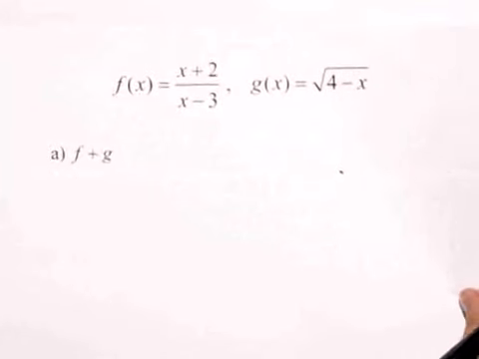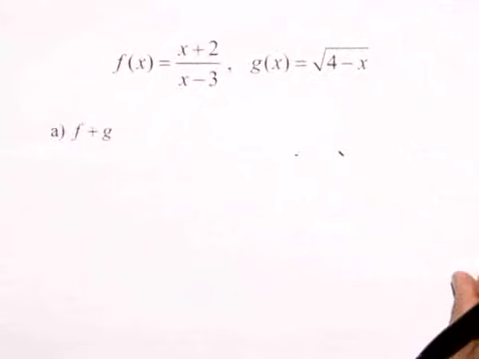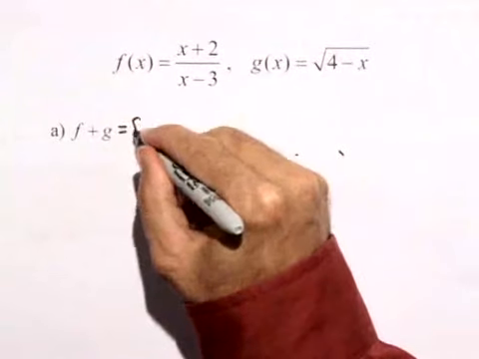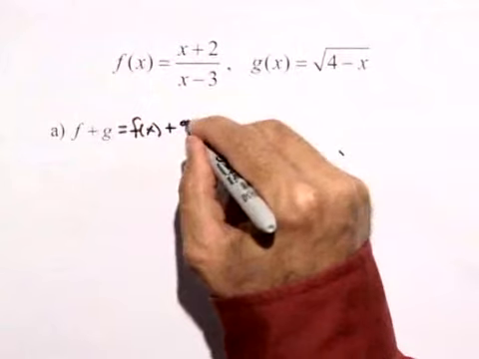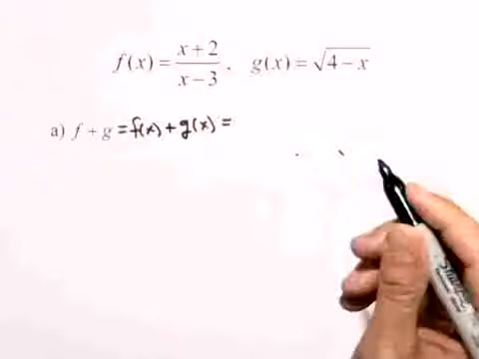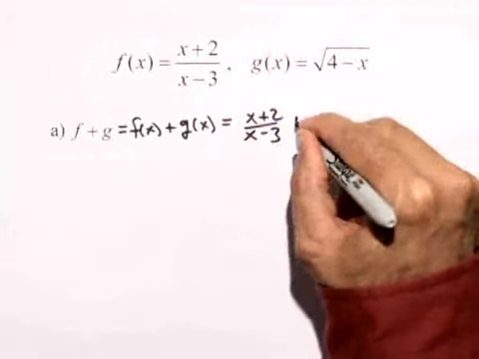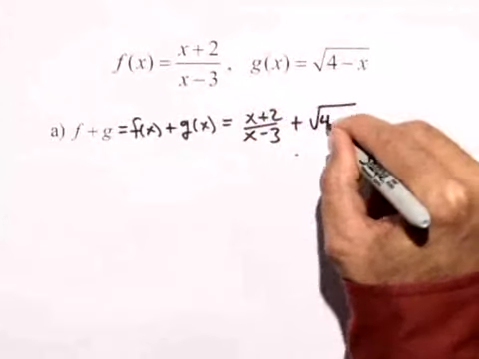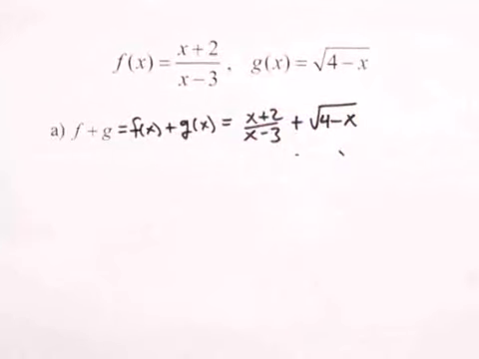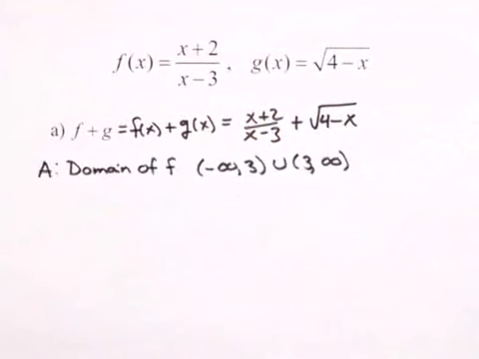So let's find the function f plus g, and then we'll find the domain of f plus g. Well, f plus g is defined as f of x plus g of x, which is x plus 2 over x minus 3, there is f, plus g, square root of 4 minus x. Nothing to it. Now, to find the domain of f plus g, we must first find the domain of f, then we'll find the domain of g, and then we'll find where those two domains intersect. So let's take a look.